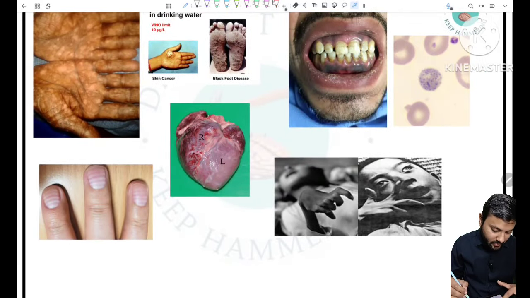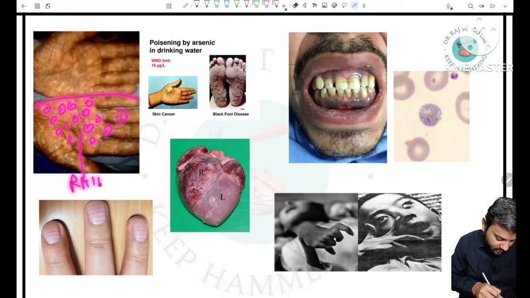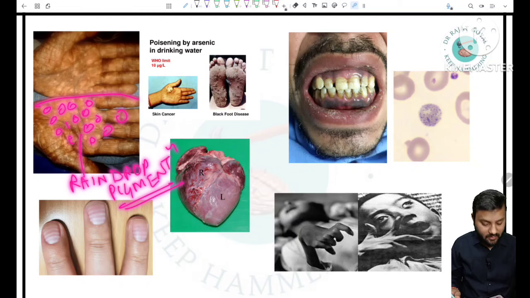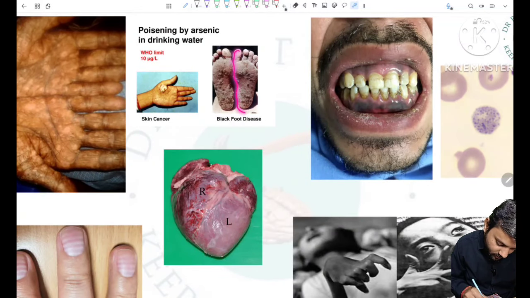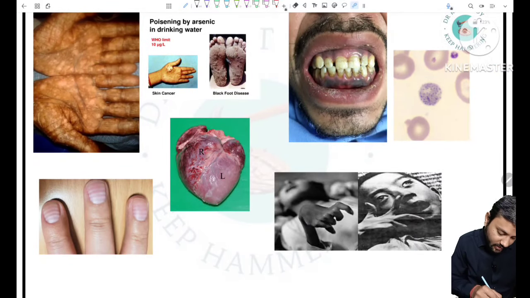So firstly we will see the image. Here we can see there are many pigmented and depigmented parts. This is called raindrop pigmentation. Raindrop pigmentation is a feature of arsenic poisoning. Now here we can see in the foot there are various blackish nodules. This is called Blackfoot disease, and it is also a feature of arsenic poisoning.